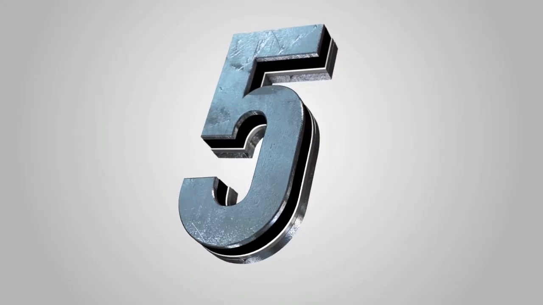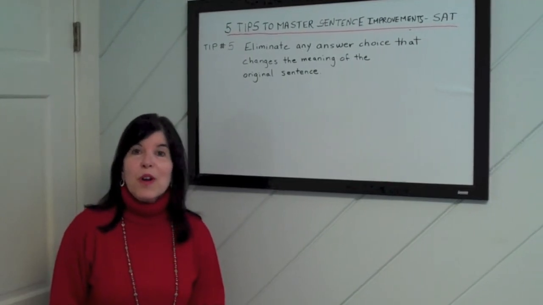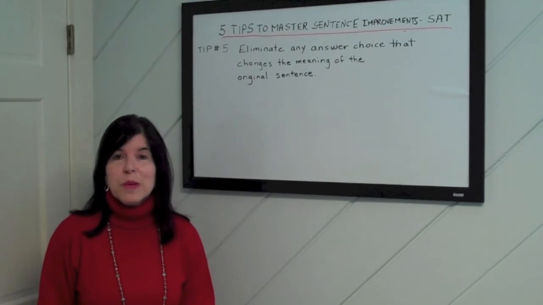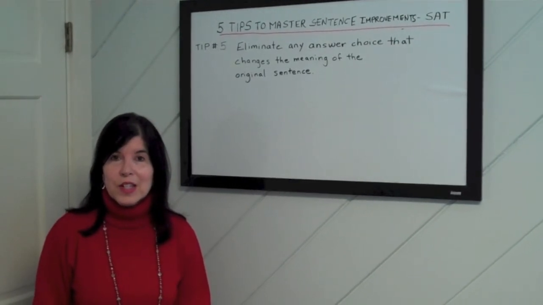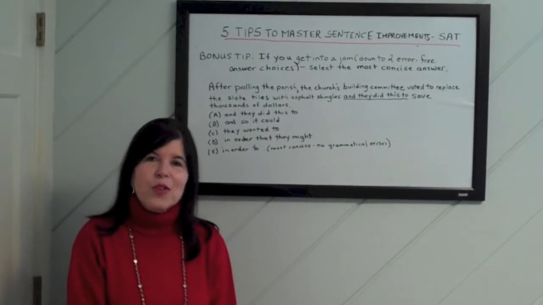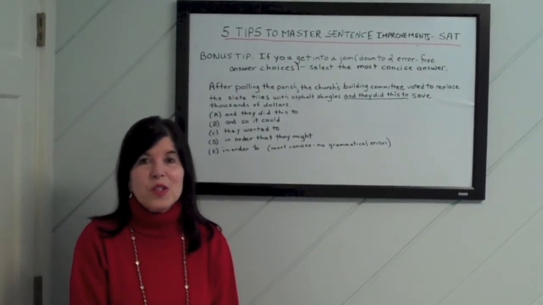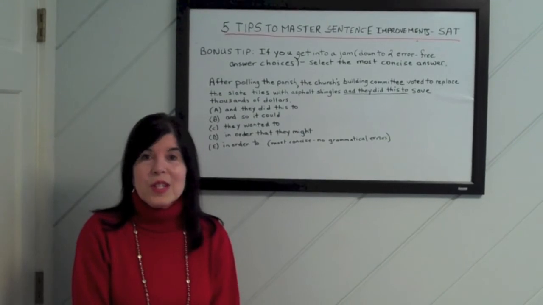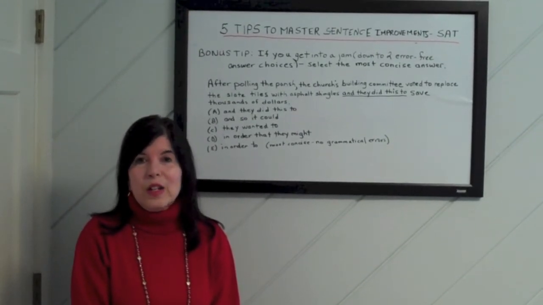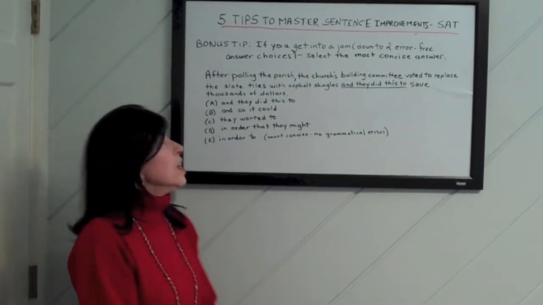Tip number 5. This is a brief tip, but a very important one. Eliminate any answer choice that changes the meaning of the original sentence, so read carefully. Here's a bonus tip for you. If you get down to 2 error-free answer choices, select the most concise one because wrong answers are often wordy and long and unclear. Here's an example.